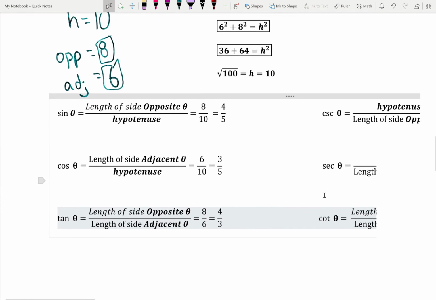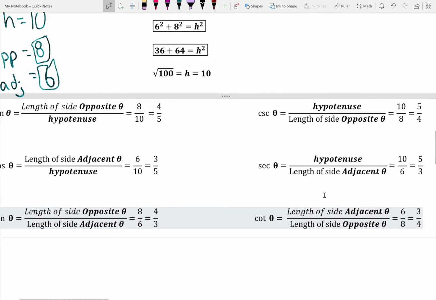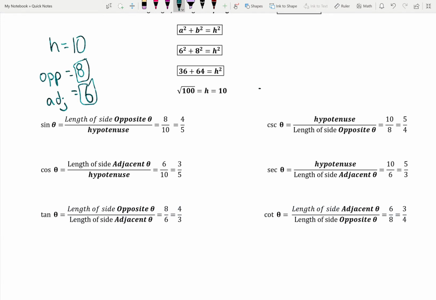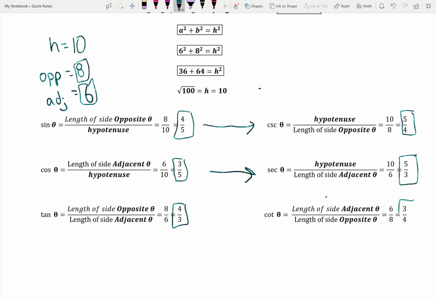So let's zoom out. So you see, we kept the relationship. Cosecant is the reciprocal of sine. So sine had 4 over 5, so then cosecant was 5 over 4. Cosine was 3 over 5, secant was 5 over 3. Tangent was 4 over 3, cotangent was 3 over 4. So we just flip them on their head.